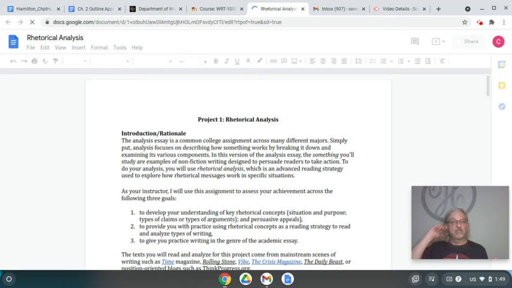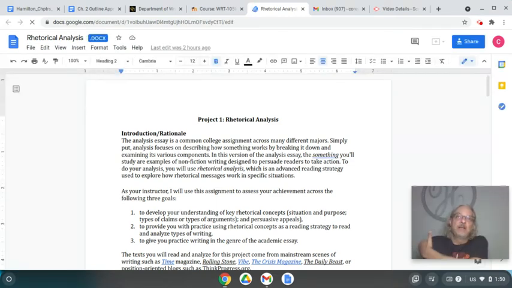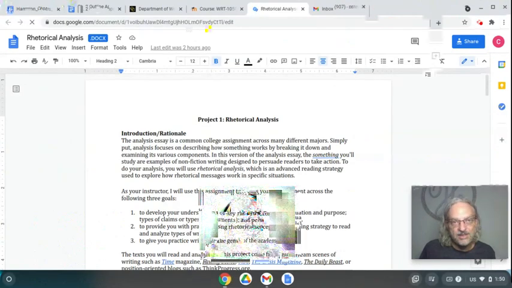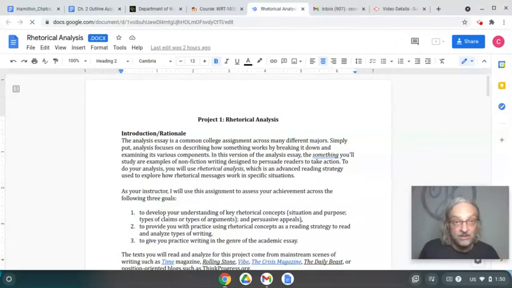All right. So the purpose of this assignment, or the introduction, I should say, is that it's a common college assignment across many different majors. Simply put, analysis helps our describing skills. It helps us look at the parts of something. To analyze something means to break it down into its distinct points in this case.